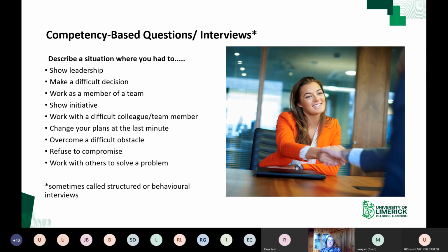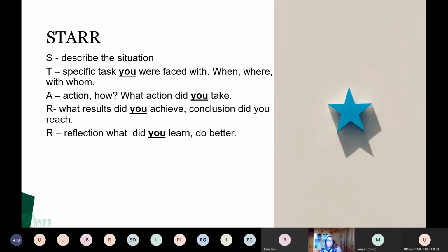And in terms of answering, it's good to think of a structure that allows you to tell that story. And so this is a good structure to use, the STAR structure. So it's S for describing the situation, T for the task you were faced with, A for the action that you took, R for the result that you achieved, or an additional R for the reflection of what you learned.